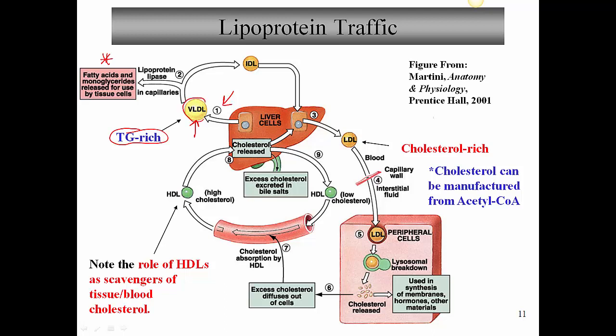Now, the remnant of the VLDL that's left after it unloads the fat is known as an IDL, which is an intermediate density lipoprotein. Shouldn't surprise you, because we have a protein coat here, and we've taken out some of the lipid from the inside, and so now this molecule has a higher ratio of protein to fat than a VLDL did, and consequently we call these intermediate density lipoproteins. These go back to the liver.